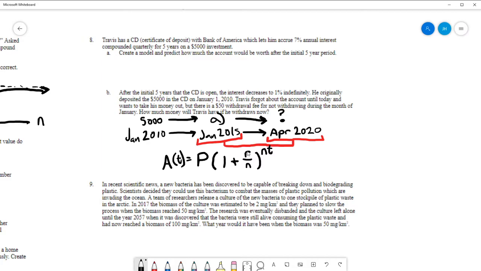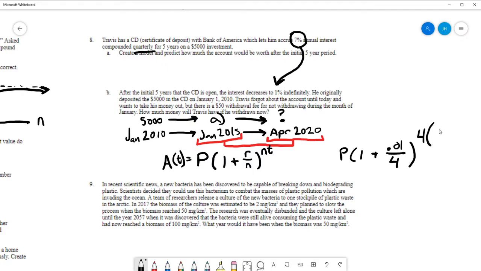What is the rate during this time from January 2015 on? Yeah, it's 1% indefinitely, right? So then we have P times 1 plus 0.01. It's actually n is going to still be 4, because we're still dealing with quarterly interest. I get that that's confusing. The interest rate just decreased from 7% to 1%, but it's still compounded quarterly. And then to the power of 4 times time.